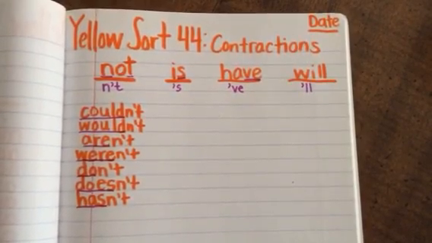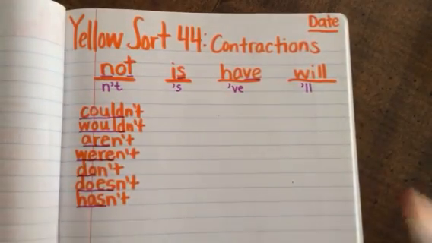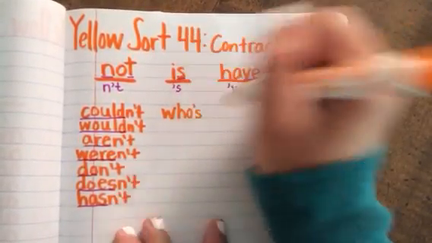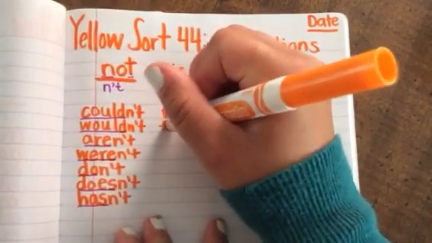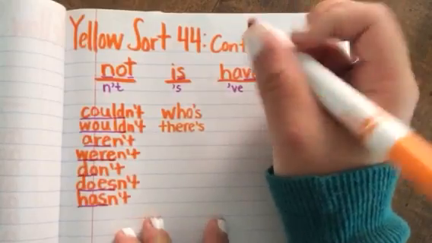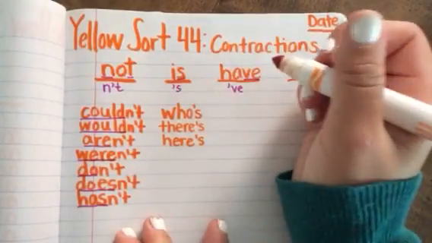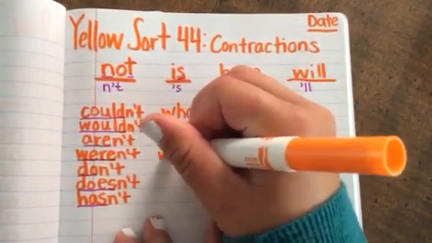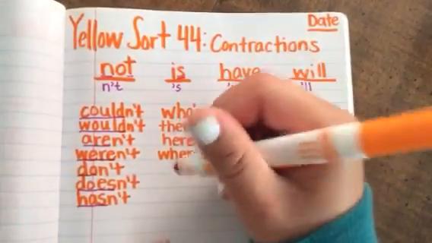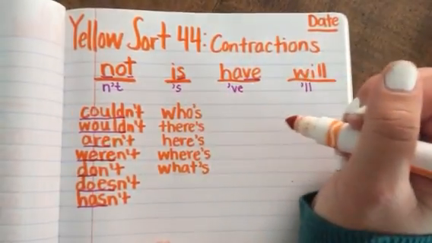All right, let's look at the next category, which we'll call the is category, in which is the second word in the contraction. We have whose, who is, whose. Theirs, their is, theirs. Here's, here is, here's. Where's, where is, where's. And what's, what is, what's.